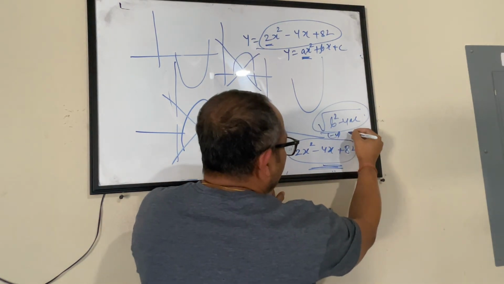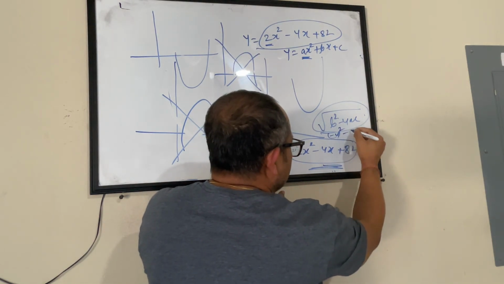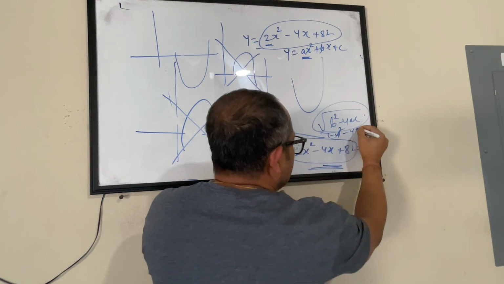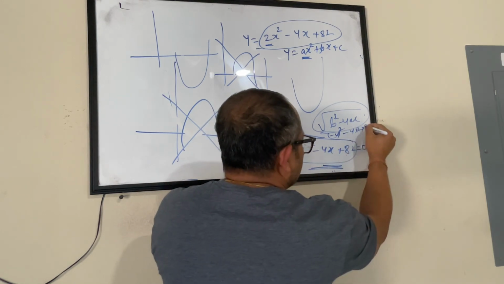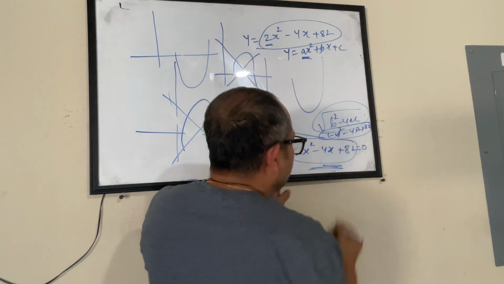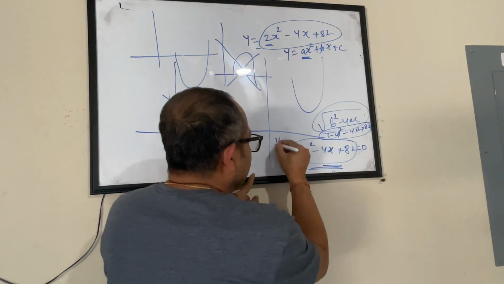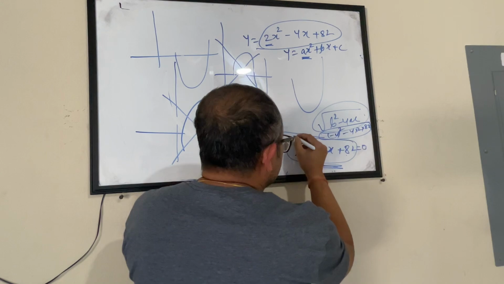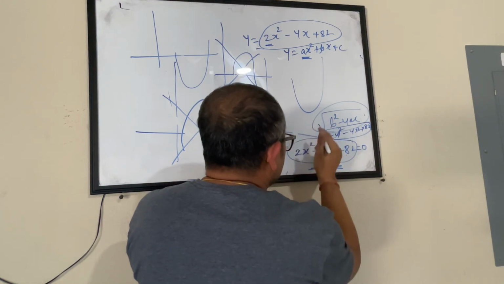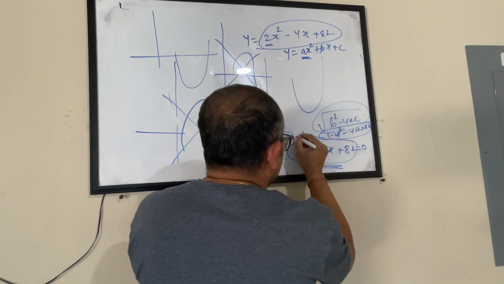What is the value of b squared minus 4ac? 4 into a. Well, a is 2, c is 8. What did you get? b squared is 4 squared, which is 16, minus 4 times 2 is 8, times 8 is 64. So 16 minus 64.